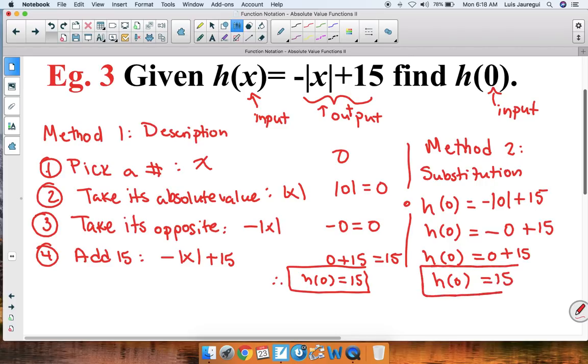And once again, notice that regardless of which method we use, we still get that h of 0 is equal to 15. Now, as part of an extension, we can say that this generates a point with coordinates 0, 15. Why is that the case? Because the input, or x value, is 0, and its corresponding output, or y value, is 15.